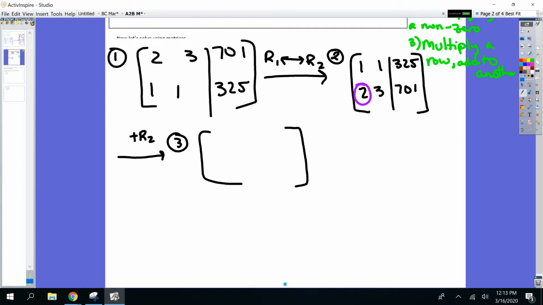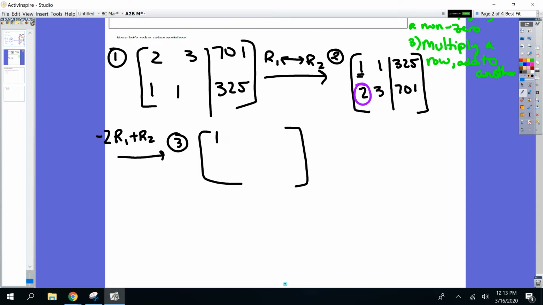So where do I get that negative 2 from? Go to row 1. See how there's a 1 in here now. What can you multiply that by to get a negative 2? You can take row 1 and multiply it by negative 2. So what we're doing is taking everything in row 1, multiplying it by negative 2, and then adding it to row 2 and rewriting it.